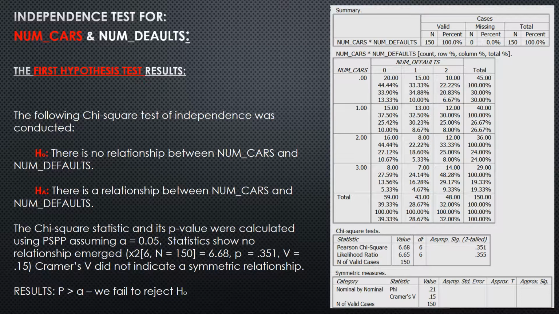Let's take a look at our first independence test using the Chi-Square test. We will look at the number of cars and the number of defaults. In this test, after we ran it, we got the printout here that shows our values for the Chi-Square as indicated in this box. And then we got the symmetric measures and values here.